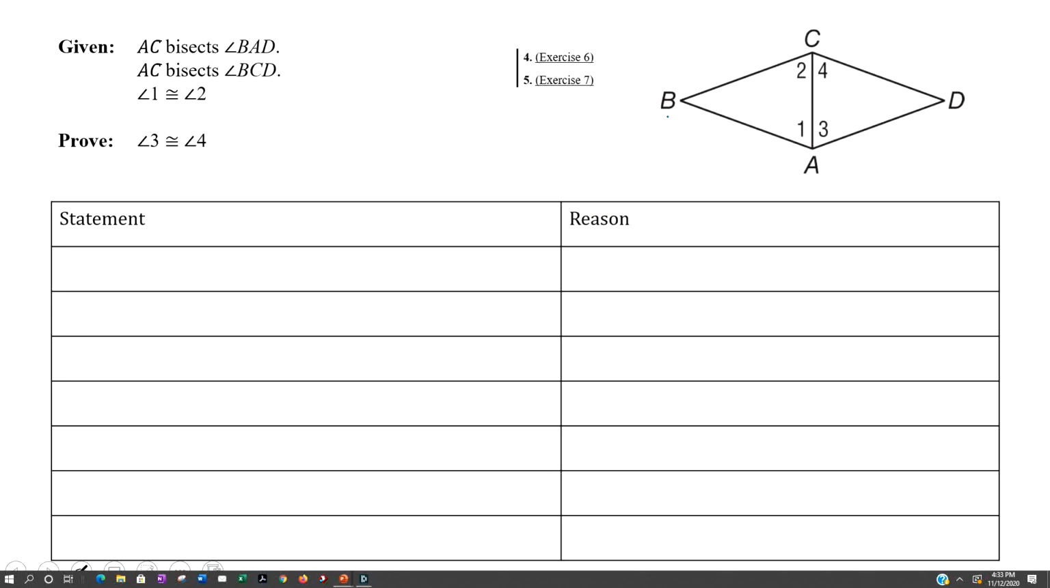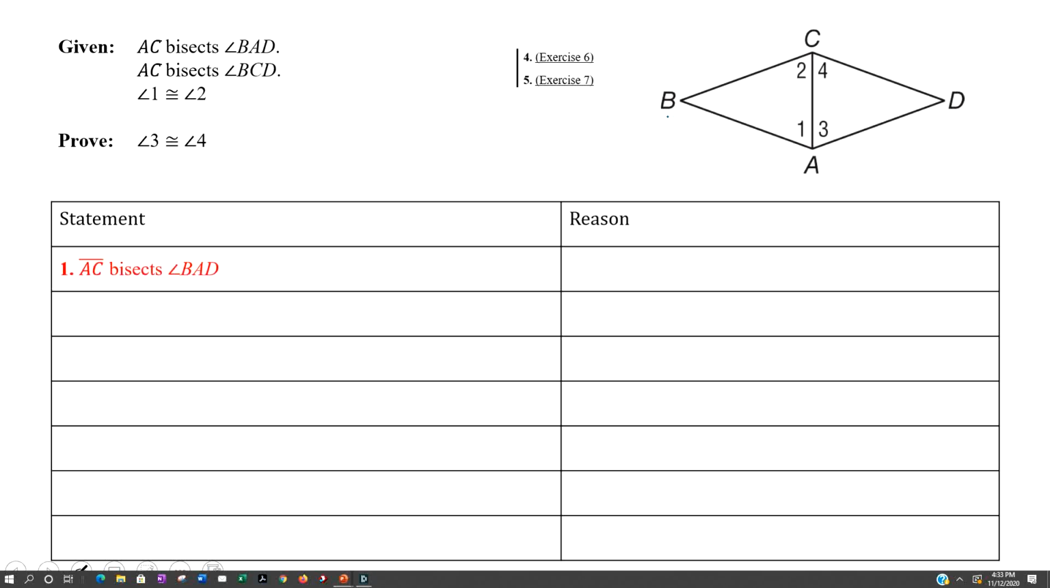Here's one more example. We're told that AC bisects angle BAD. We're also told that AC bisects angle BCD. So we have that line in the middle that bisects both of those angles at C and A. We're also told that angle 1 is congruent to angle 2. We're trying to prove that angle 3 is congruent to angle 4.